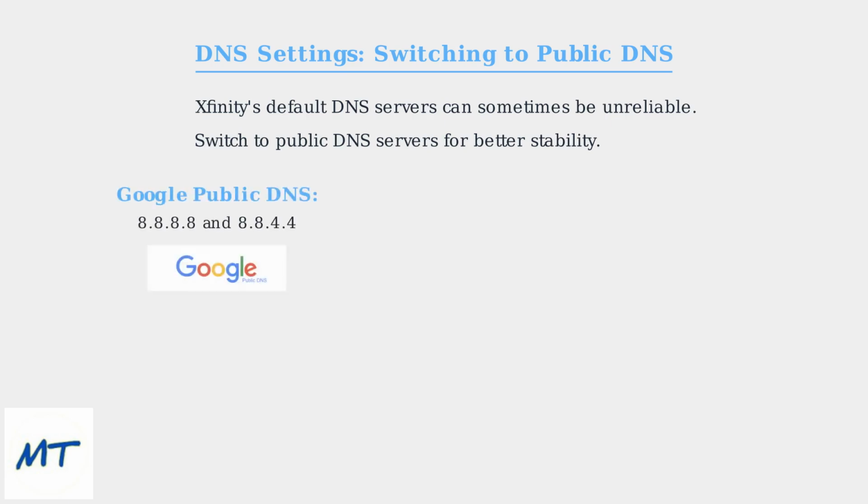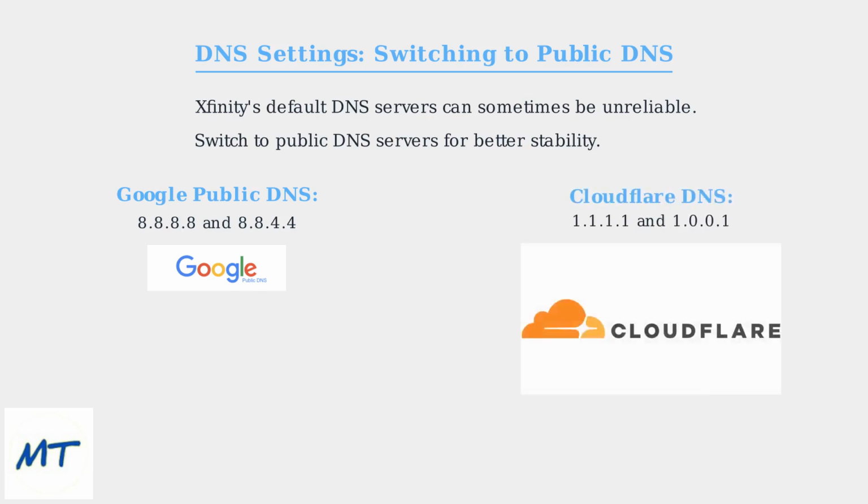Google Public DNS uses 8.8.8.8 and 8.8.4.4. Cloudflare DNS uses 1.1.1.1 and 1.0.0.1. This setup helps route traffic more reliably. Instructions for changing DNS vary by device. Search online for your specific device model.